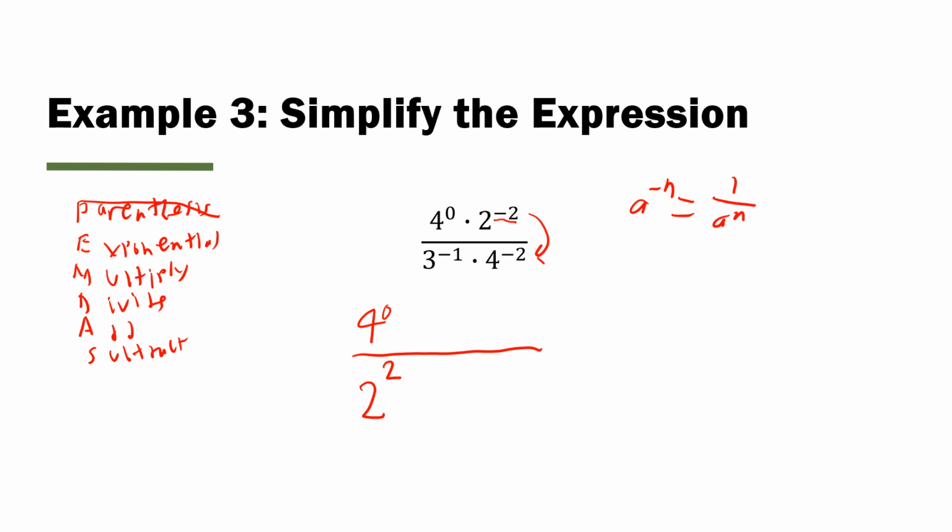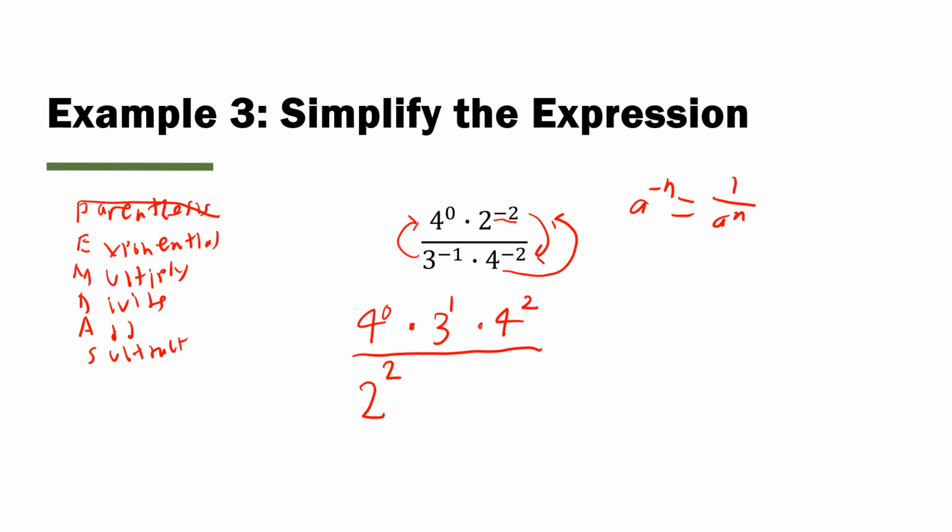We can do the same thing for this 3 to the power of negative 1. We can bring it to the numerator. It's still getting multiplied, but now it's a positive 1. Same thing with this 4 to the power of negative 2. We can move it to the numerator, and we're still just multiplying it.